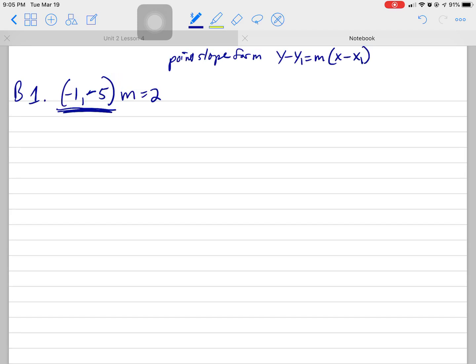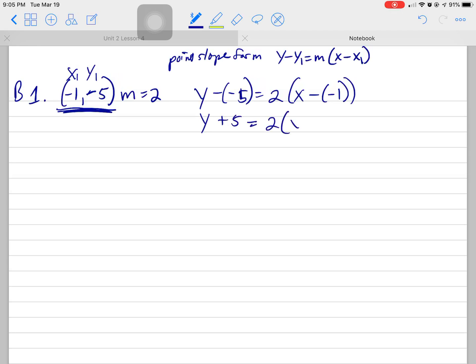All right, one point, one slope. Let's put it in there. This is x1, y1. So y minus a negative... wait. That was y, -5. X is -1. Y plus 5 equals 2 times (x plus 1). All right, that is the equation in point-slope form.